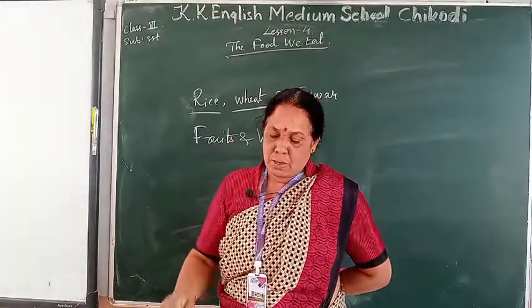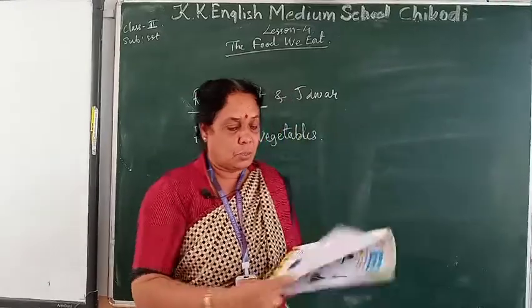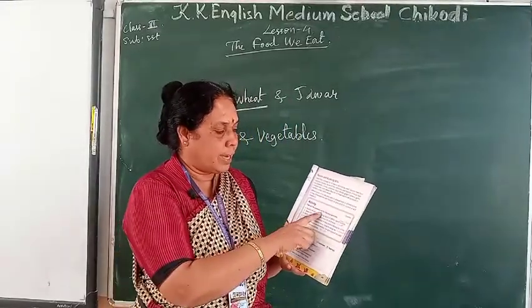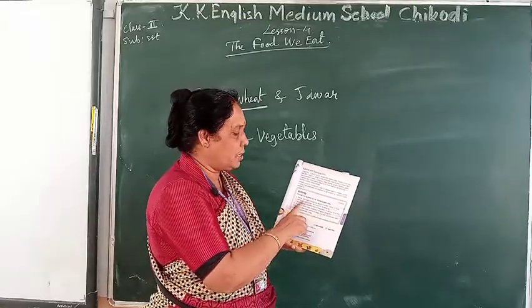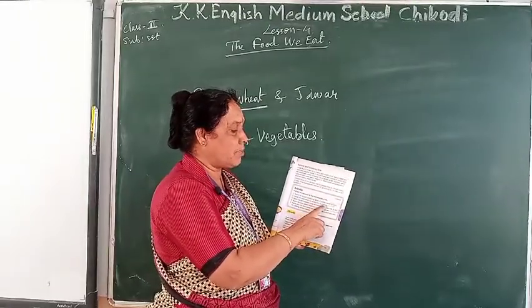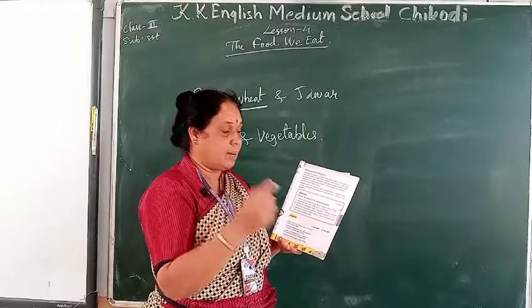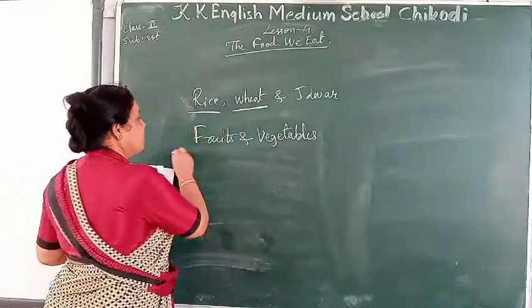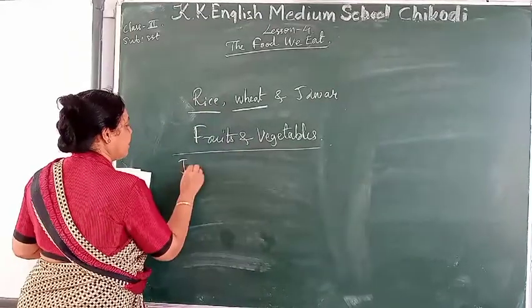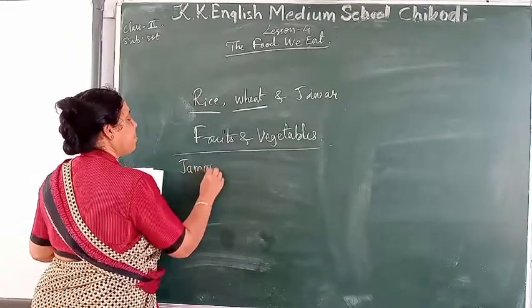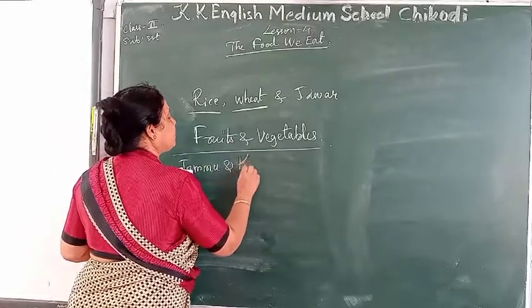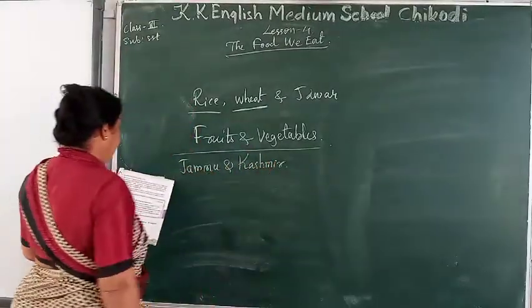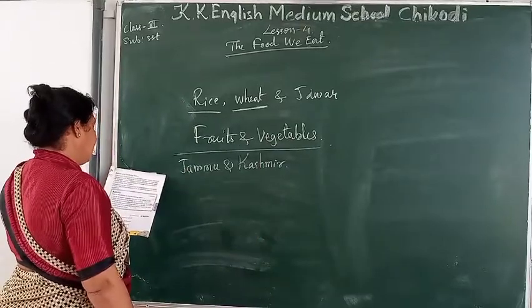Okay, dear students, here one activity is given. So I will write the answers, you have to copy with me. So find out the answers to the following questions. First, name the largest producing region of saffron, kesar. The healthy spice in India is saffron, and the first one is Jammu and Kashmir. In Jammu and Kashmir, the saffron is produced.